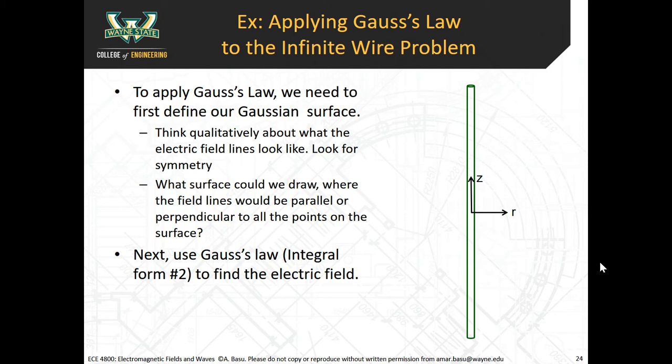If you don't have symmetry, then you will need to use the regular integration approach, adding up the individual contributions of charges in order to find the electric field at a given point. Does that make sense? We'll start off with an example today.